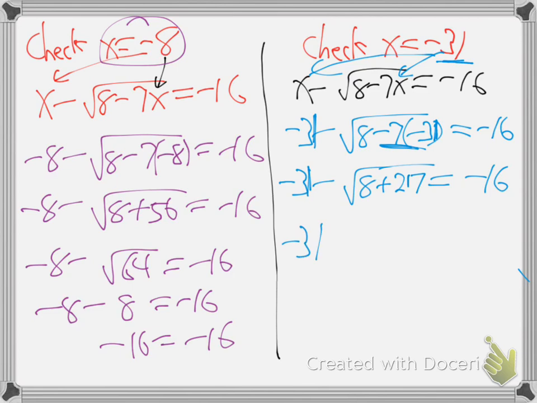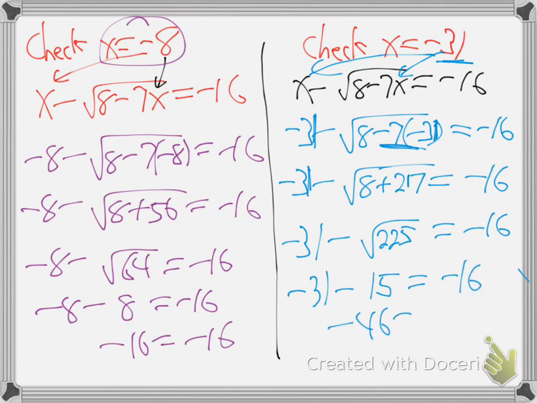All right, so minus 31 minus the root of, what is that, 225, I think? Yeah, so use your calculator. That's 15. And that's minus 46, so that's a bad answer. The only answer is negative 8.